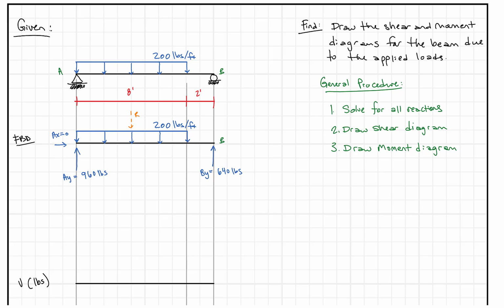Alright, so this is another video in our series on shear and moment diagrams, and here we have a beam that's simply supported with a uniform load of 200 pounds per foot that doesn't go all the way to the end, so it makes it non-symmetric, and that's okay. To save a little bit of time, I went ahead and solved for the reaction.